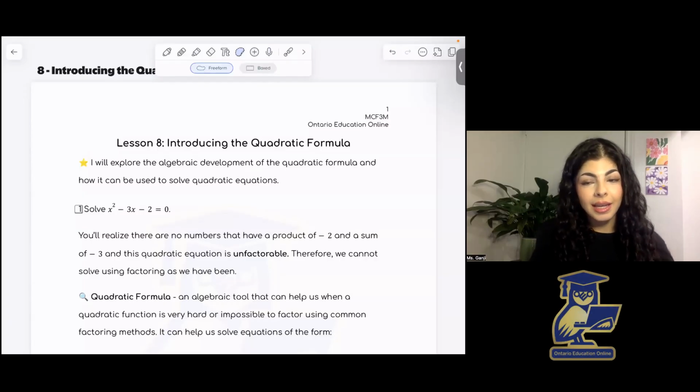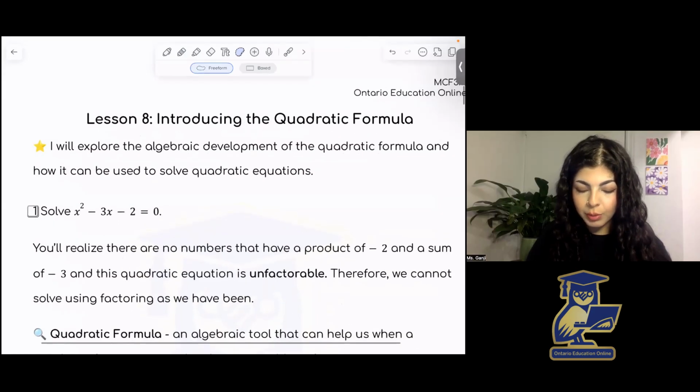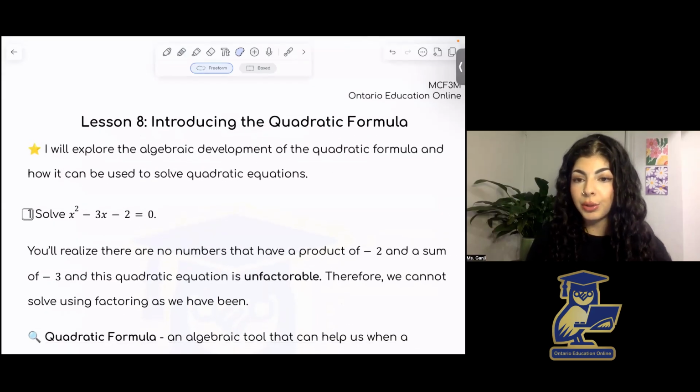Welcome to Lesson 8, Introducing the Quadratic Formula. So today we're going to look at what the quadratic formula is, where it comes from, and when do we use it. So first I want you to try to solve this problem, x squared minus 3x minus 2.